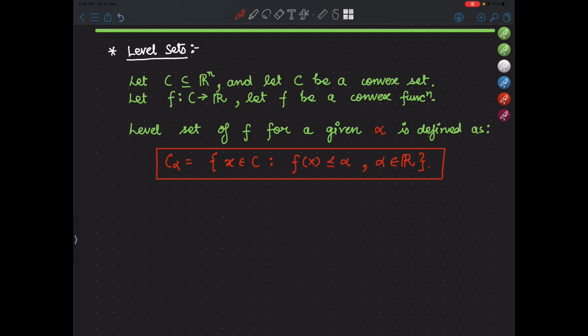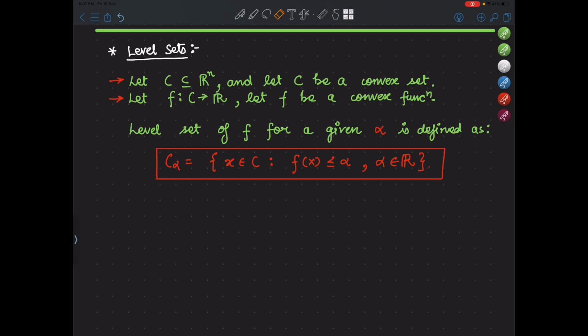So let C be some convex set and f be some convex function. Then the set which is defined such that f(x) is less than or equal to alpha, all the points which follow this inequality, belong to the level set C alpha. Now notice that C alpha is a set. It's not a function. It's a set. It's a collection of points.